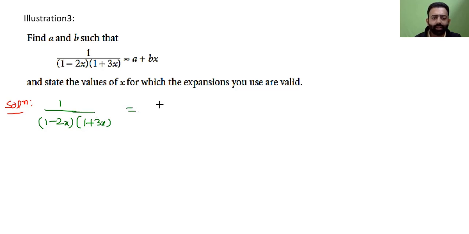This can be written as (1 minus 2x) raised to power minus 1 into (1 plus 3x) raised to power minus 1. Now we have to expand this till a plus bx. A plus bx means we only have to expand till the term x, and we do not need to include the higher order terms like x square or x cube.